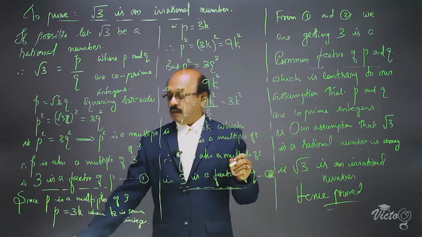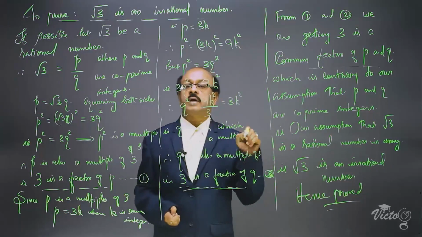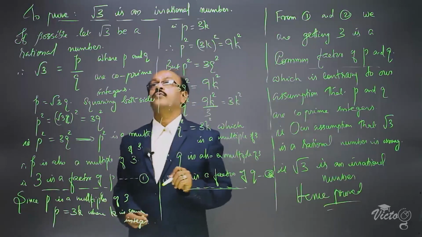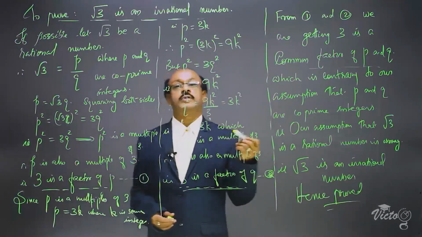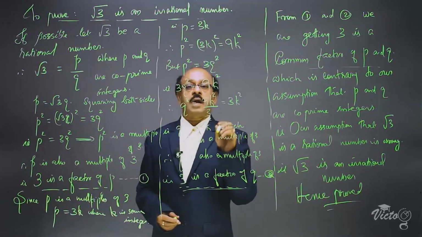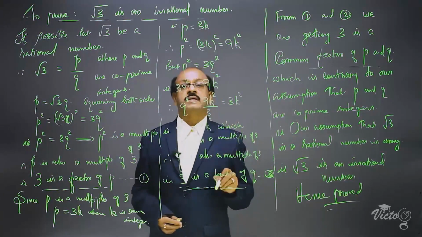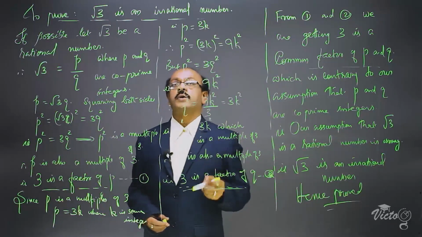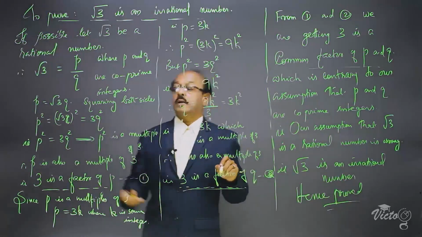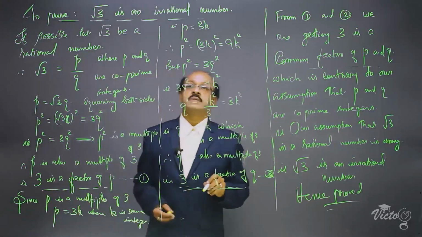Now you can try yourself to prove root 5 is an irrational number. That question is in your textbook exercise. I am not going to explain it. By studying the proof of root 2 and root 3, you can try yourself. Go through this proof. Instead of 3, you can write 5, and instead of multiple of 3, you will get multiple of 5. So you may try to prove root 5 is an irrational number. Okay.